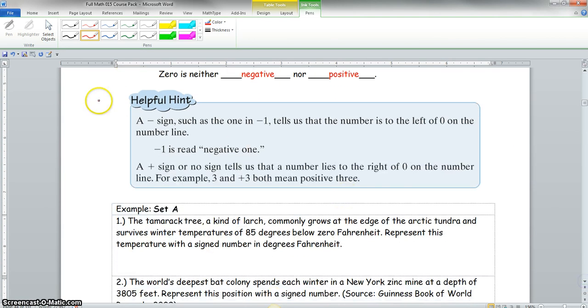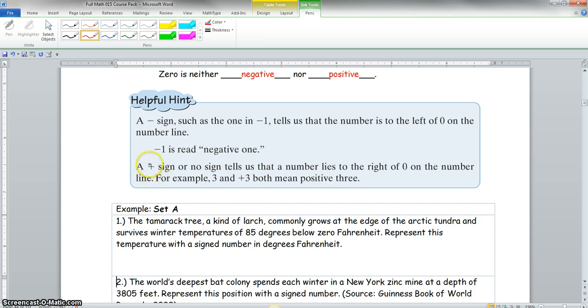Now, helpful hint. This looks like a subtraction sign, but it's actually a negative sign. A negative sign, such as the one in -1, tells us that the number is to the left of 0 on the number line. -1 is here in red.